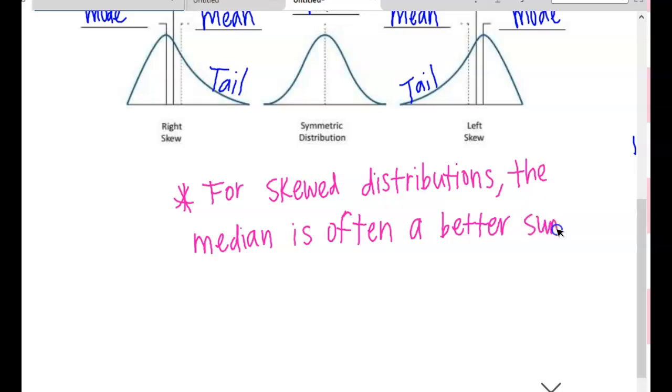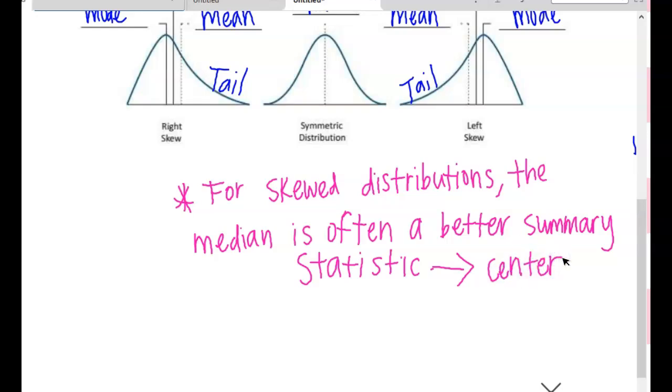Okay? Because that skewness is going to throw off the mean, right? Better summary statistics. Okay? And it's mainly to describe the center of distribution. So if you want to find the center, look at the median instead, okay? This is gonna go on page 15.